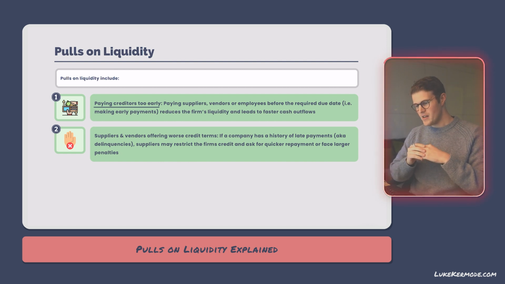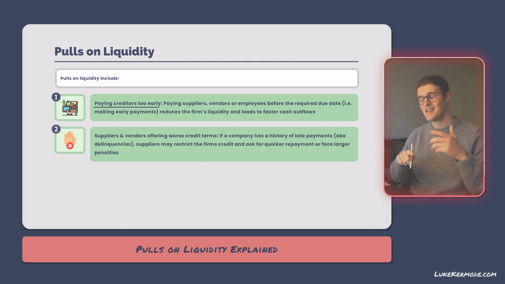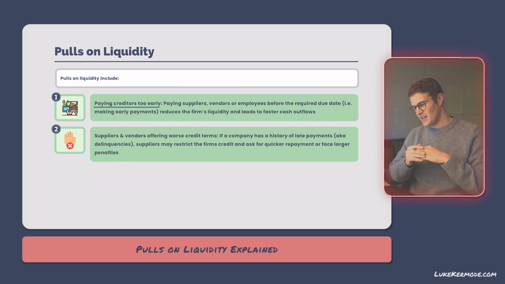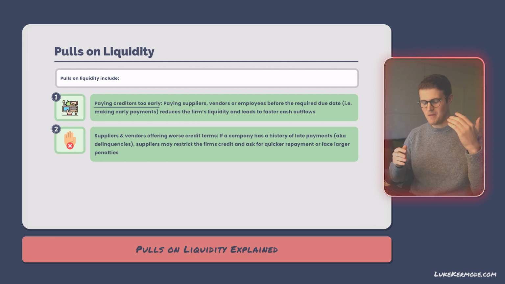The second pull is when suppliers and vendors offer worse credit terms to the company. So if a firm has a history of delinquencies, i.e. late payments to its suppliers and its vendors, those parties who've supplied the company may restrict the firm's credit terms and ask for quicker repayment going forward, or even charge the company with financial penalties.